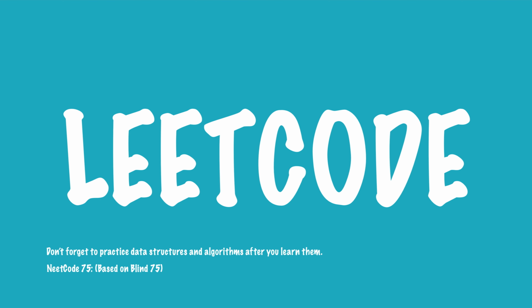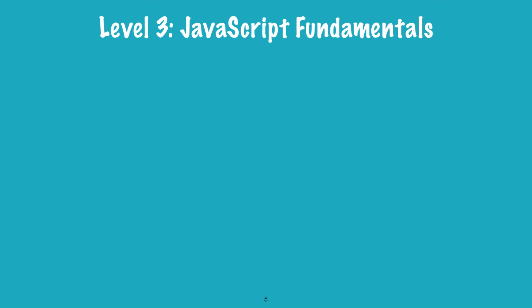And so the next level is LeetCode. Not really, but in all seriousness, you need to practice your data structures and algorithms, and LeetCode is a website that allows you to do just that. All right, so don't forget to practice data structures and algorithms after you learn them, so after level 2, and you should check out LeetCode 75, which is based on Blind 75. So it's a collection of programming problems that help you practice data structures and algorithms. Okay, on to level 3.